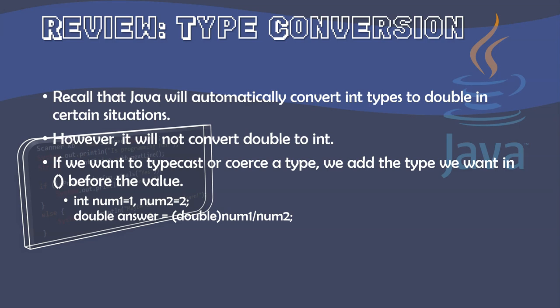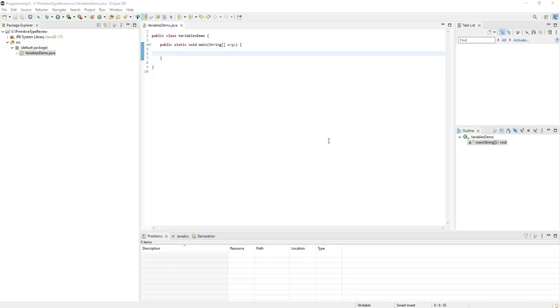int num1 = 1, num2 = 2, double answer = (double) num1 = num2. Let's just hop over to Eclipse real quick and see an example of this, maybe with some different numbers. All right, so here I am in Eclipse, and I'm just going to fire up some quick code. So let's make int num1, and I'm going to set that equal to 1. num2, I'm going to set equal to 2.